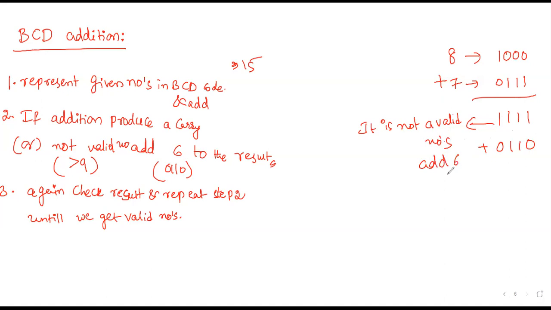So when you add 6, 0 plus 1 is 1, 1 plus 1 is 0 with a carry, and so on. Now 4 bits represent one digit. So this is 5 and this is 1. So you will get 1, 5. So if you get a result which is greater than 9, then add 6. Then one more problem is 8 plus 8.